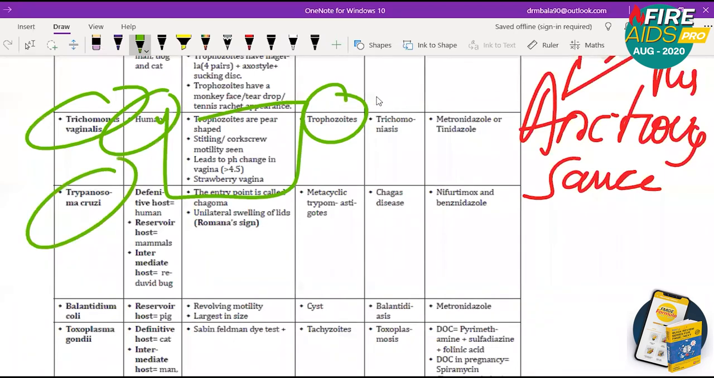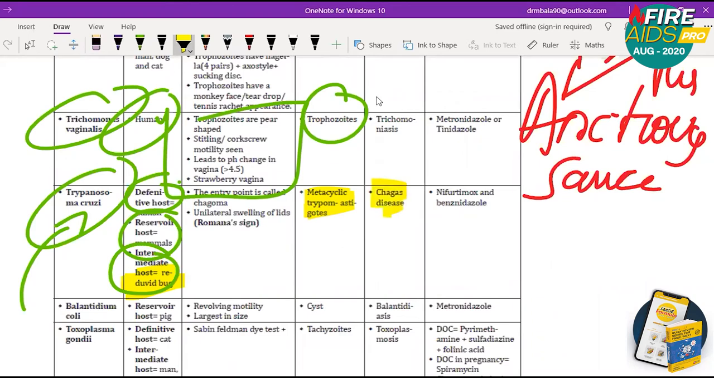Then we have Trypanosoma cruzi. For Trypanosoma cruzi, the definitive host is going to be human. Reservoir host is going to be mammals. Intermediate host is going to be the reduviid bug. This is where the MCQ falls. Reduviid bug is the intermediate host. And then the infective form is called metacyclic trypomastigotes. That is the infective form.